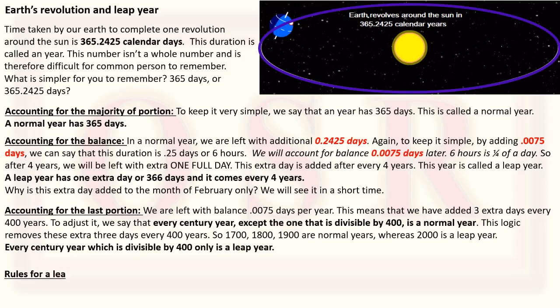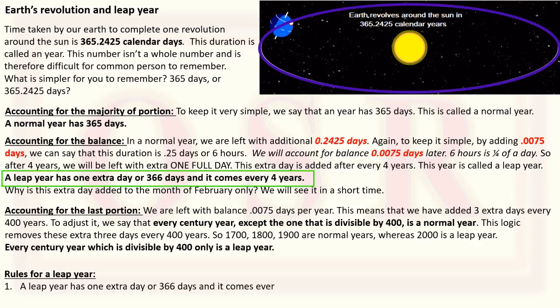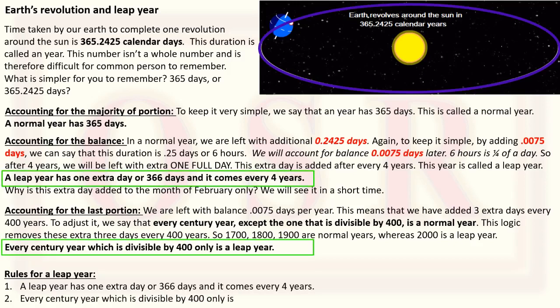Now rules for a leap year revisited. A leap year has one extra day or 366 days and it comes every 4 years. Every century year which is divisible by 400 only is a leap year.